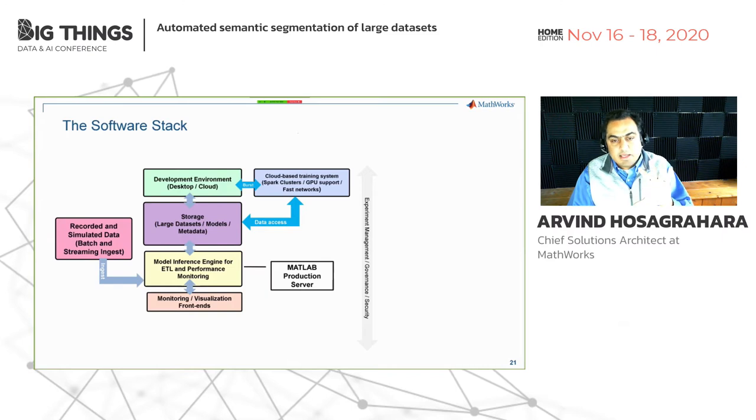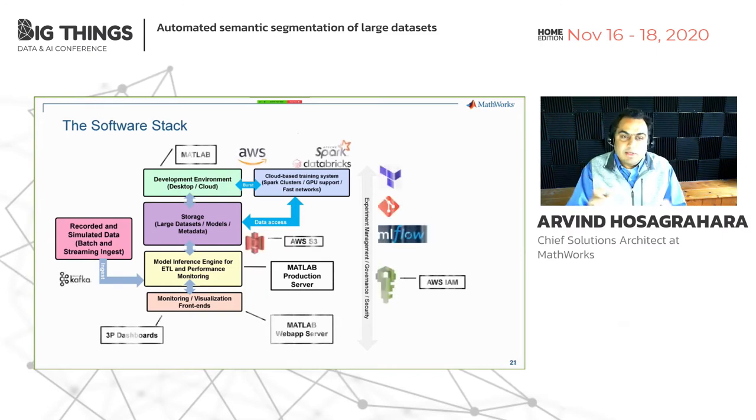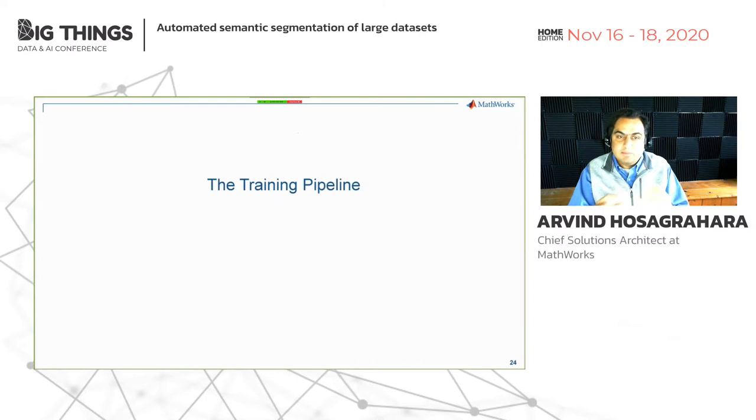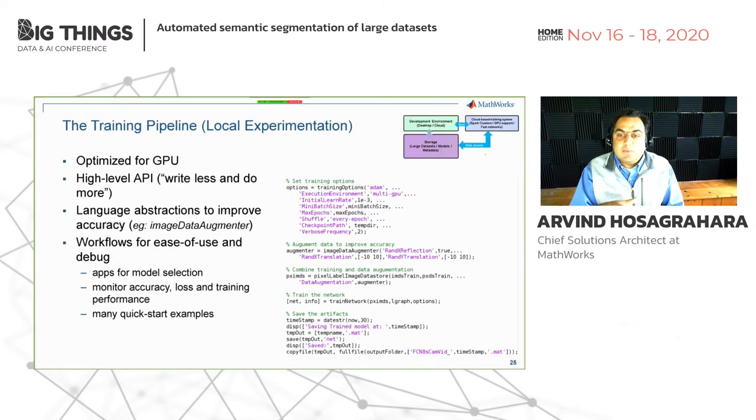As a software stack, what we do is build out the system on AWS using a set of technologies for orchestrating, for rebuilding this, for securing the data, and just a quick snapshot of what the software stack would look like. Taking a little deeper dive, we can break each of these three pipelines into the local experimentation, or how do you build these models.